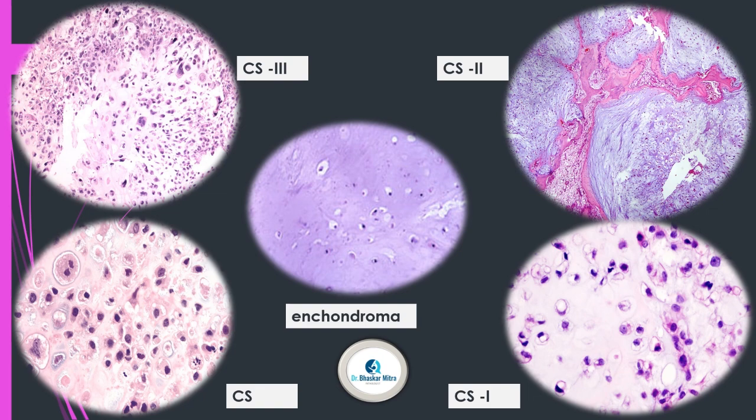And this is grade 1 chondrosarcoma. It is again grade 2 and this is grade 3. As the grade increases, the cellularity also increases, along with the cellular atypia, mitotic activity, and even the malignant appearance of the tumor, from grade 1 chondrosarcoma to grade 3 chondrosarcoma. So here we can compare how the benign and the malignant chondroid tumors look.